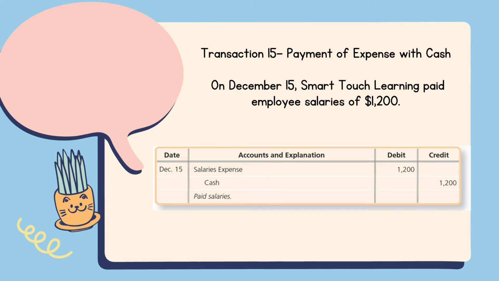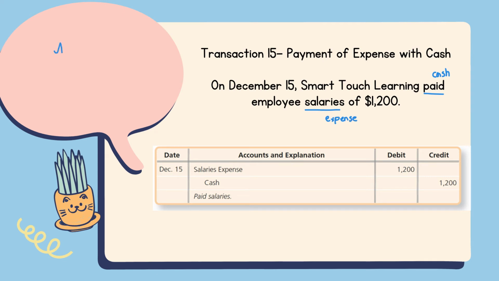Transaction 15, payment of expense with cash. On December 15th, Smart Touch Learning paid employee salaries of $1,200. So again, paid means my cash has decreased. Salaries is an expense account.